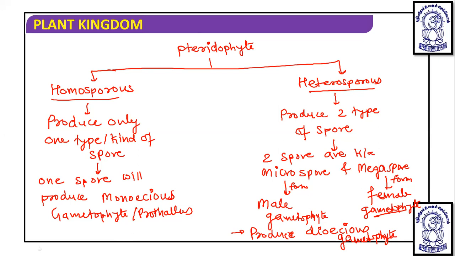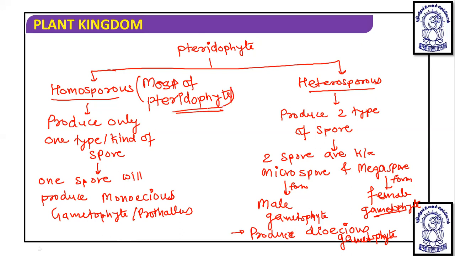So this is the thing about homosporous and heterosporous pteridophytes. But the question which you will get in the exam is that the majority of pteridophytes are of which type? So most pteridophytes are of homosporous type. They produce only one type of spore.